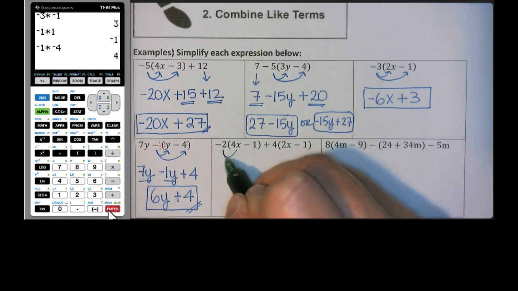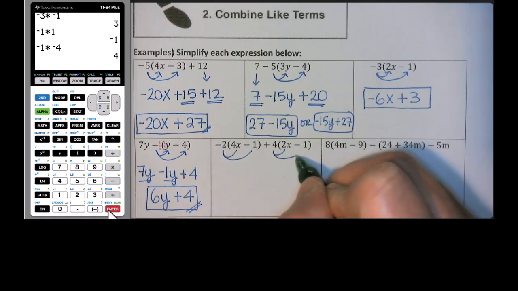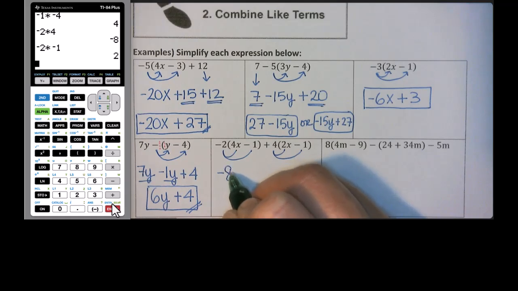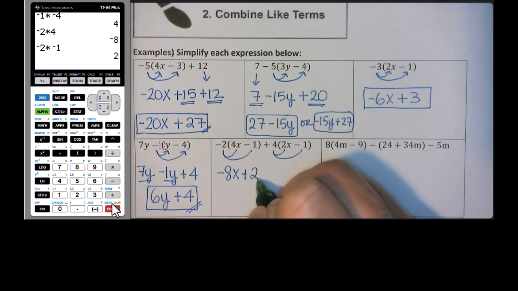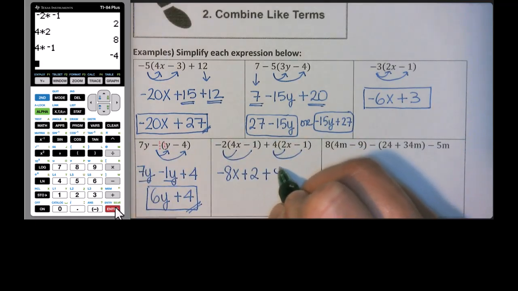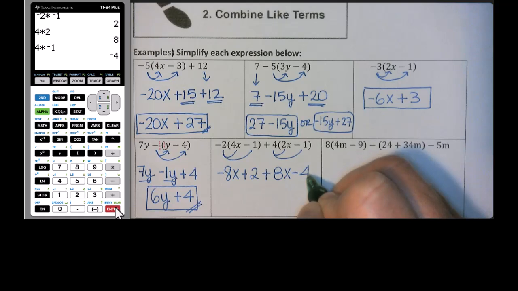We're going to eliminate parentheses, so we do the little line that means multiply. We're going to punch it in -2 times 4 on the calculator, and then -2 times -1. So we get -8x plus 2. Then I'm going to do the next one, 4 times 2, and then 4 times -1. So we get plus 8x minus 4.